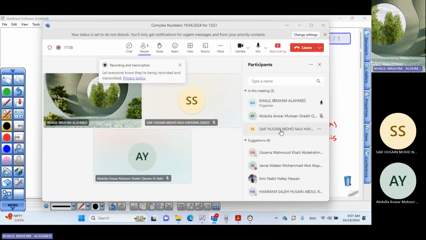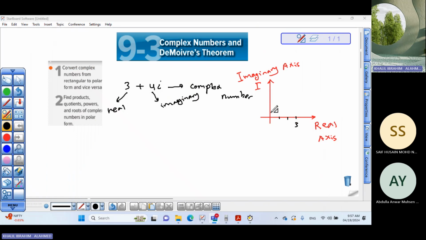No, just 2 students. Okay, and 4. What is 4? 1, 2, 3, 4 in the imaginary axis. This is 4. Okay, to represent this number, this is this point. Yes, we can, as you see here. Okay.